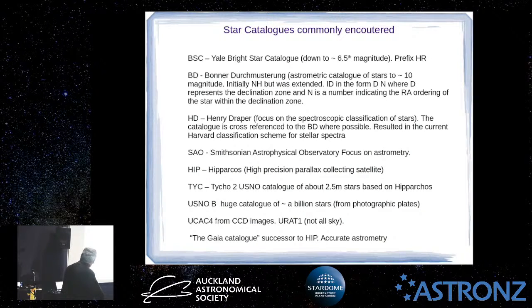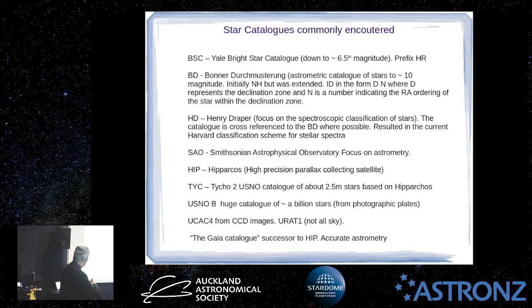Right, some of the common catalogues you might come across. The Yale Bright Star Catalogue is quite a good one for visual astronomy, because it goes down to magnitude 6.5. So if you see a star that says HR followed by a number, then it comes out of this catalogue.